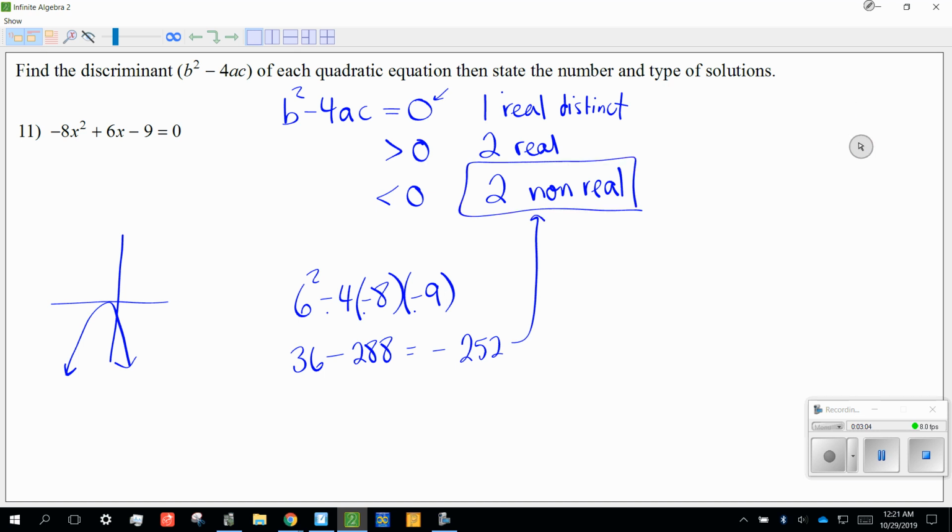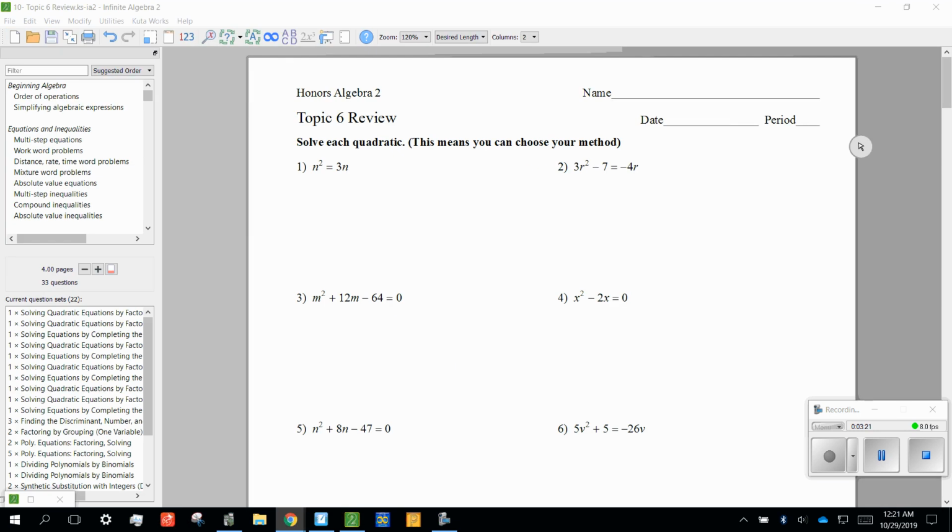Is that what the discriminant is? Yeah, -252. Two imaginary solutions, two non-real solutions, same thing. Okay, so what this means is this function never crosses the x-axis, but the fundamental theorem of algebra says that it still has two solutions, they're just non-real.